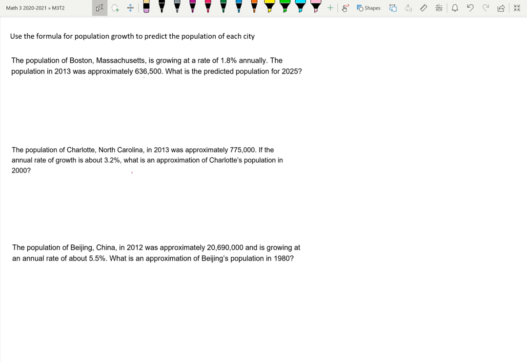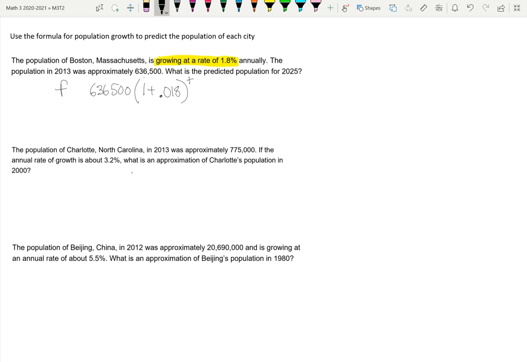All right, so when you're given a certain situation, remember that the idea is that you're always going to have the principal be multiplied by the rate added or subtracted to 1. It is currently growing, right? It's growing at a rate of 1.8%, and it starts at 636,500 souls. Now it's growing, so it's going to be 1 plus the decimal version of 1.8, which is going to be 0.018. Then it's going to be raised to the t power.